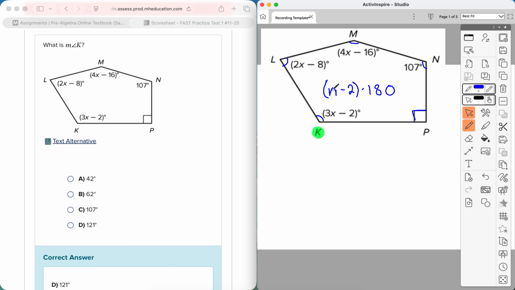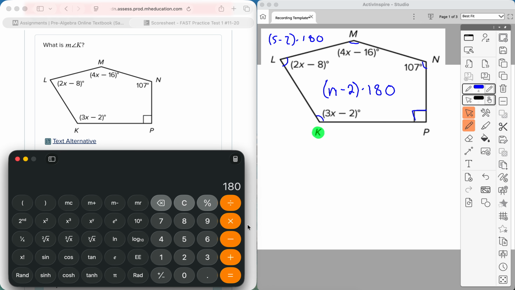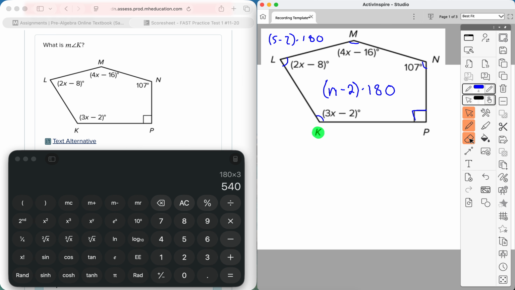So in this formula, n is the amount of sides that the shape has. This is a 1, 2, 3, 4, 5, a pentagon. So when I put 5 into this equation, let's do it right here, up here. 5 minus 2 is 3. 3 times 180. 540. So all of these angles add up to 540 degrees.